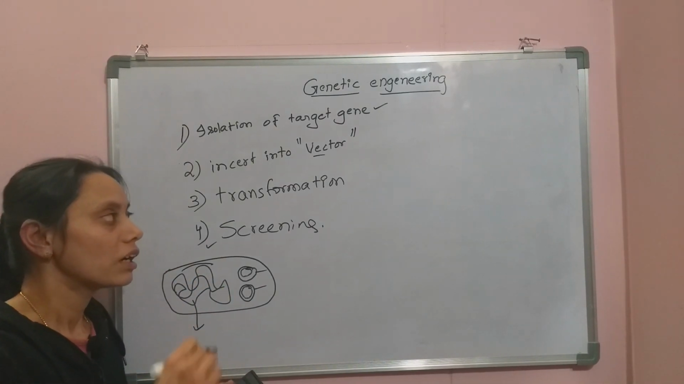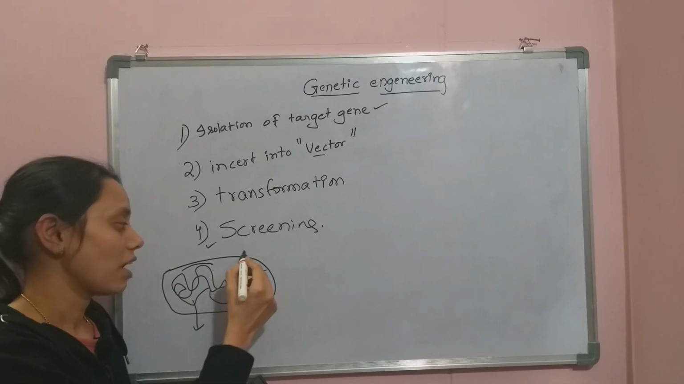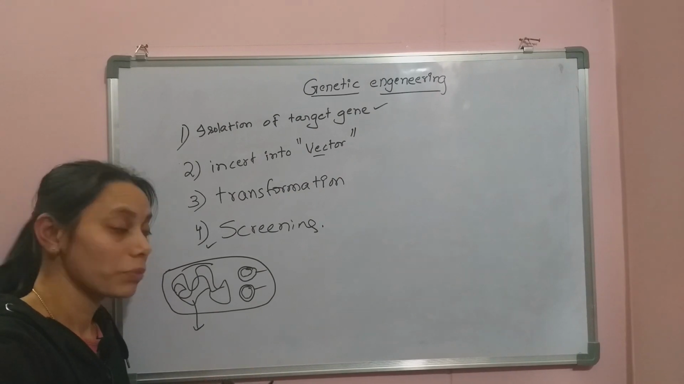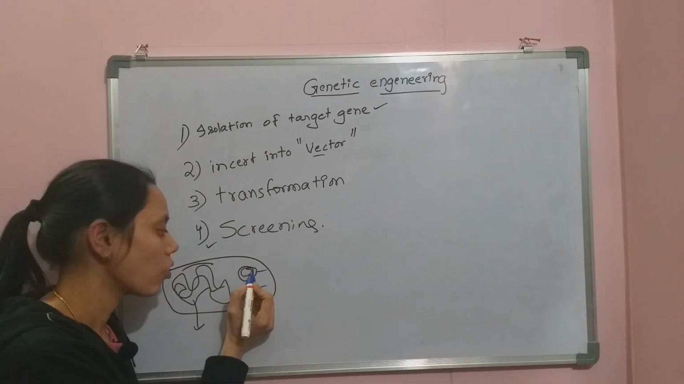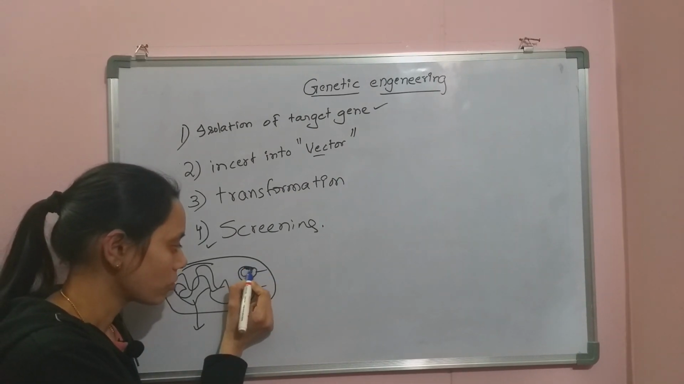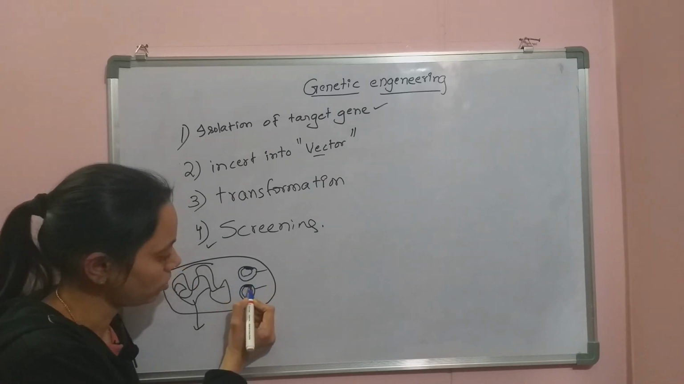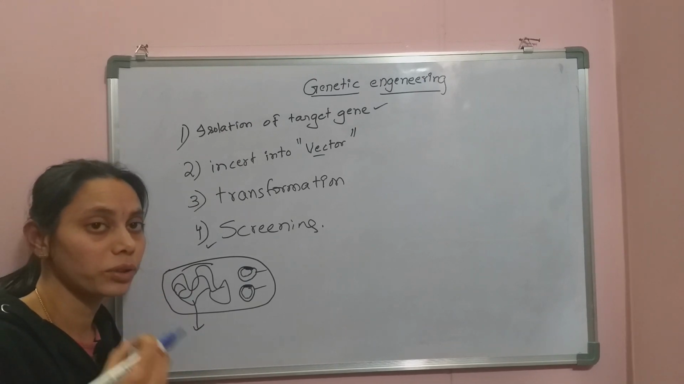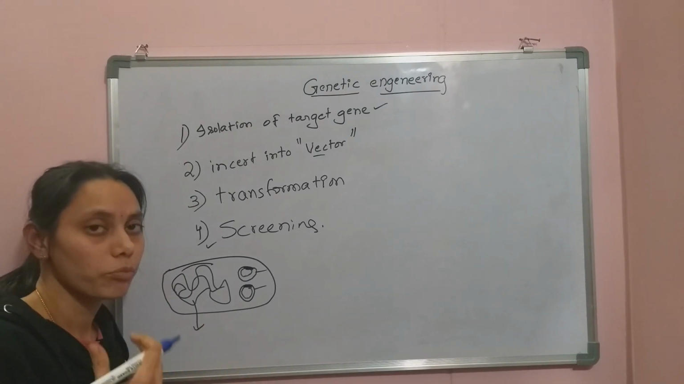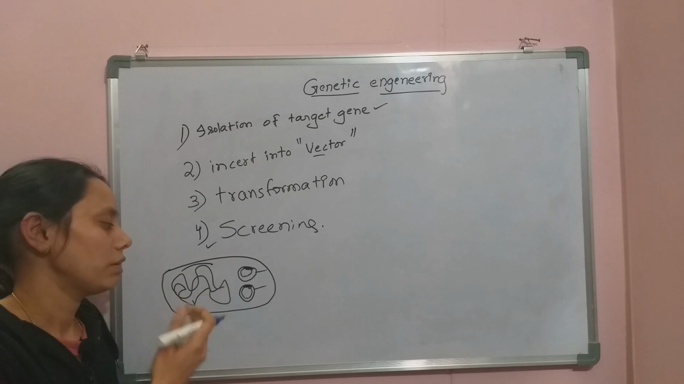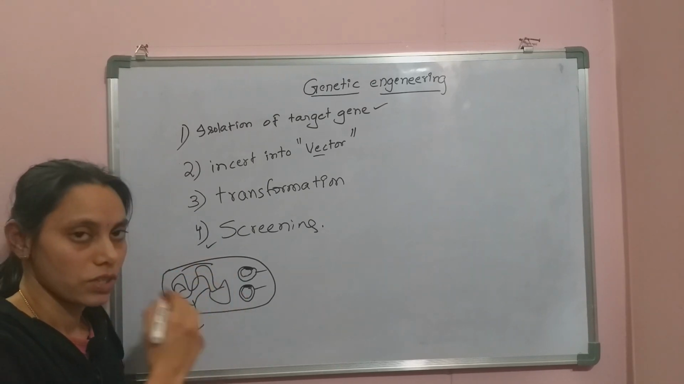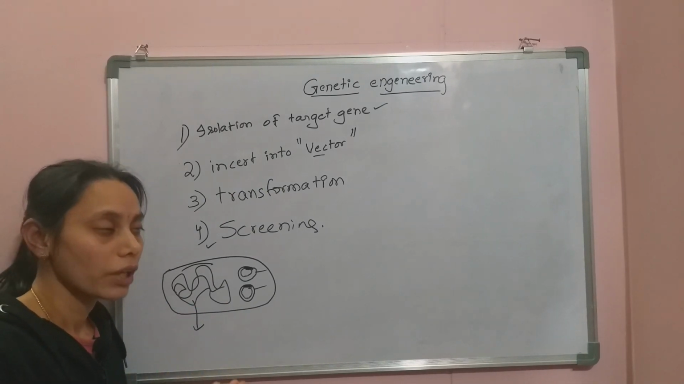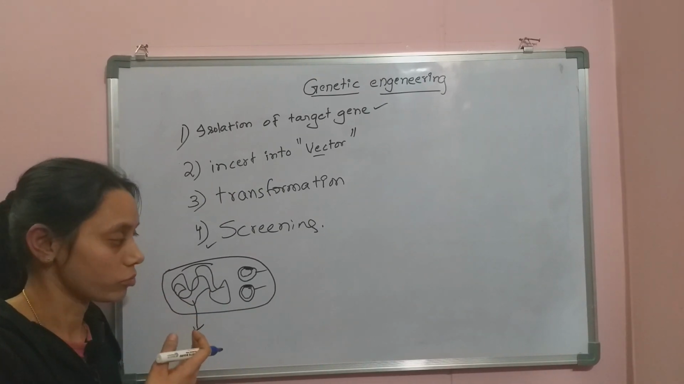So here if we introduce this target gene into the plasmid, it can simply amplify because it has an origin. If we introduce our target gene into this vector, it is able to multiply into a number of copies. It is not dependent on the replication of the main chromosome, so the number of copies will be much higher than the main chromosome.